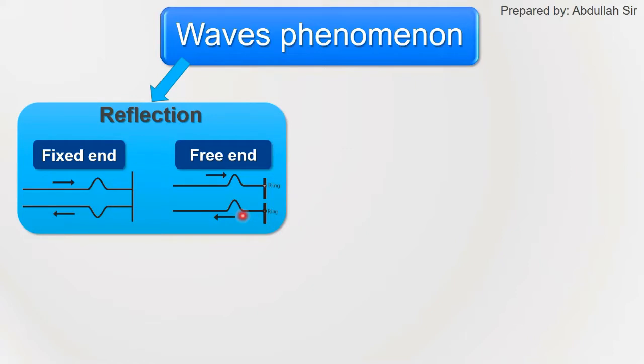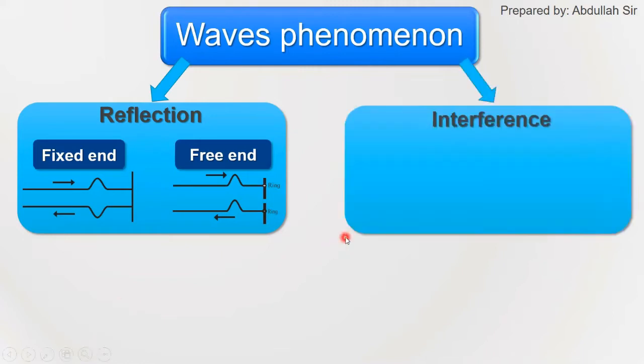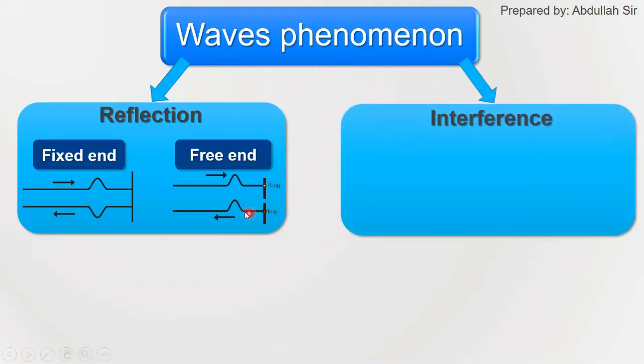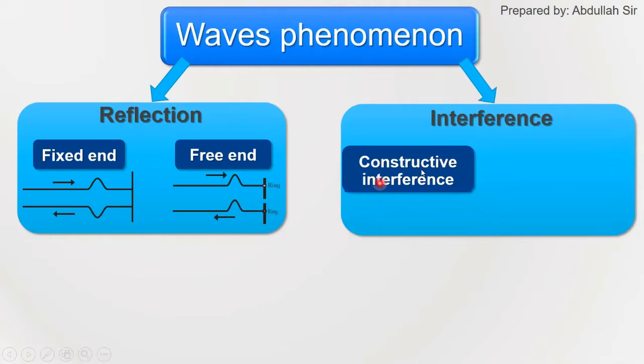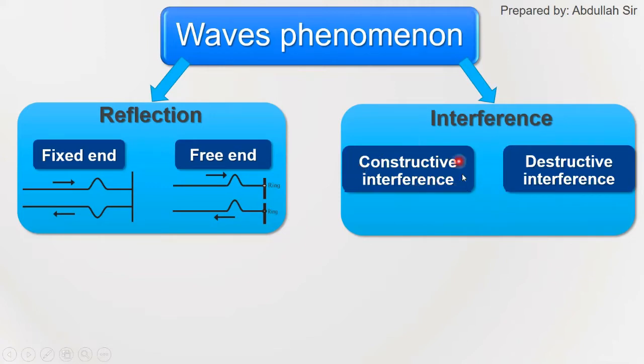The next phenomenon we have studied is the interference of waves. We have studied two types of interference, constructive interference and destructive interference. When two waves having the same phase meet each other, the resultant amplitude we will get is maximum, and it is called constructive interference. And when two waves are out of phase, when they arrive at a point in a medium, they will produce a destructive interference pattern.